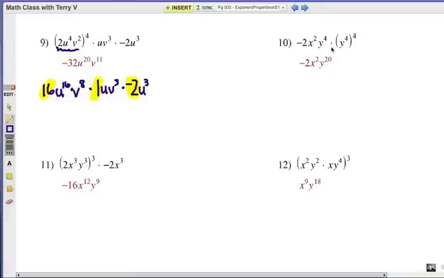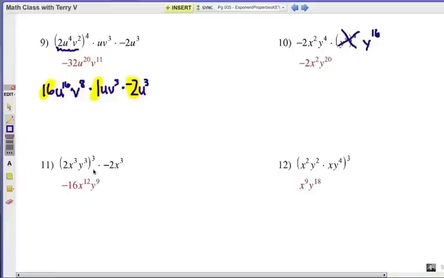On number 10, notice this is y to the 4th raised to the 4th power. And so using our powers of powers rule, that's really y to the 16th. Remember, we multiply those exponents. Then we put the rest together. We'd have negative 2 x squared and y to the 20th. Here we add our exponents.